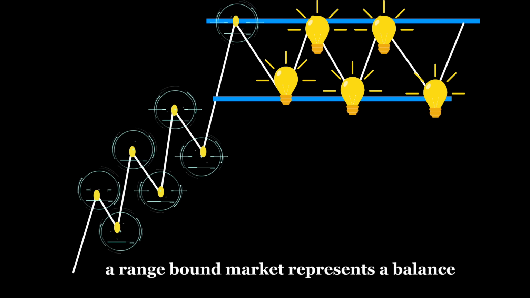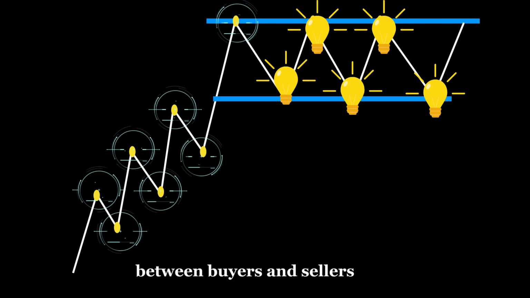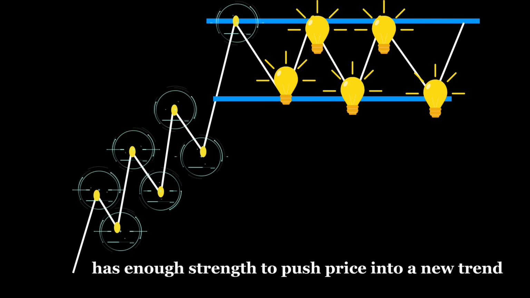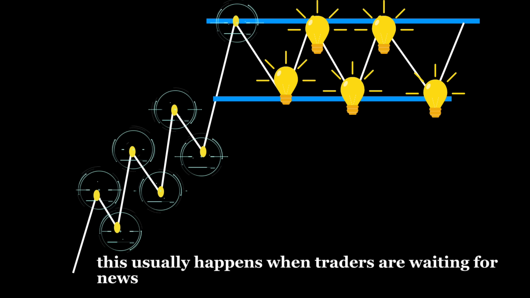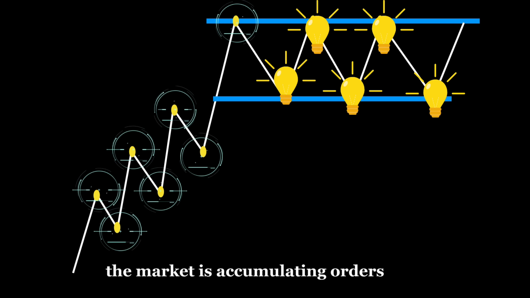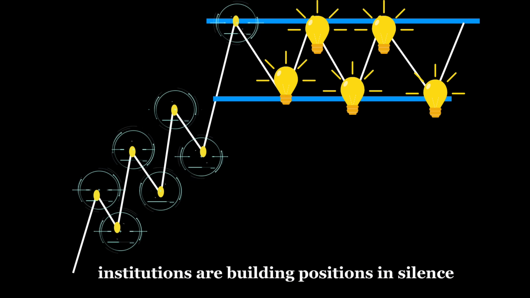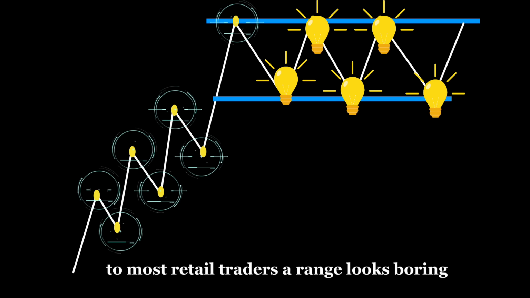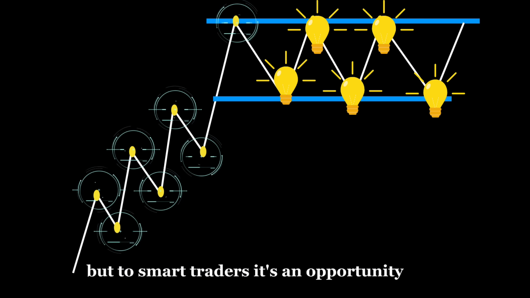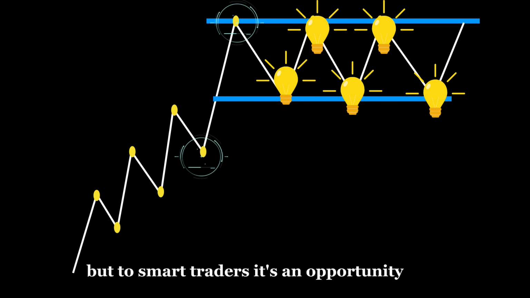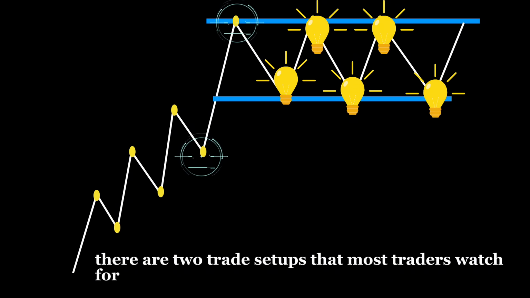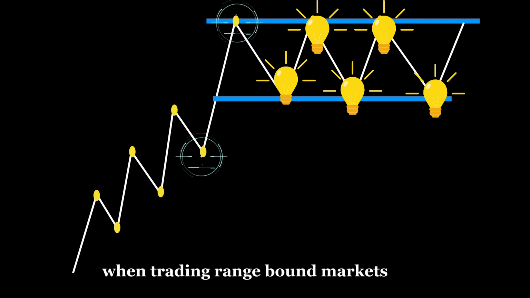A range-bound market represents a balance between buyers and sellers. Neither side has enough strength to push price into a new trend. This usually happens when traders are waiting for news, the market is accumulating orders, or institutions are building positions in silence. To most retail traders, a range looks boring, but to smart traders, it's an opportunity. There are two trade setups that most traders watch for when trading range-bound markets.